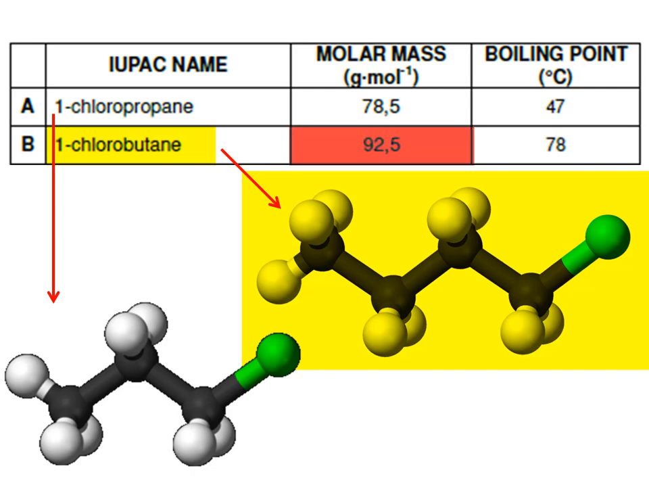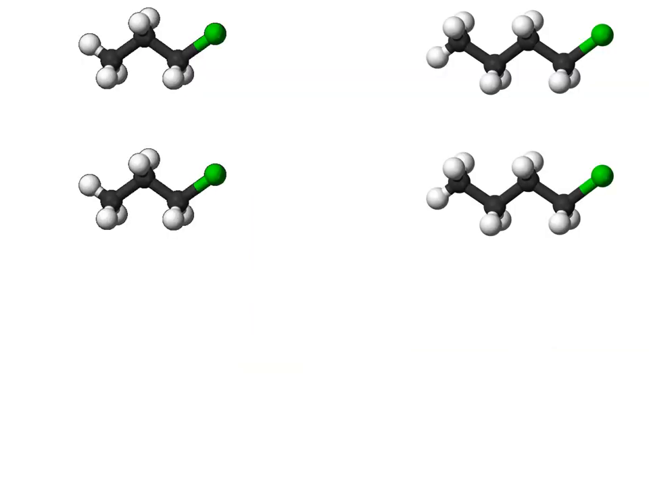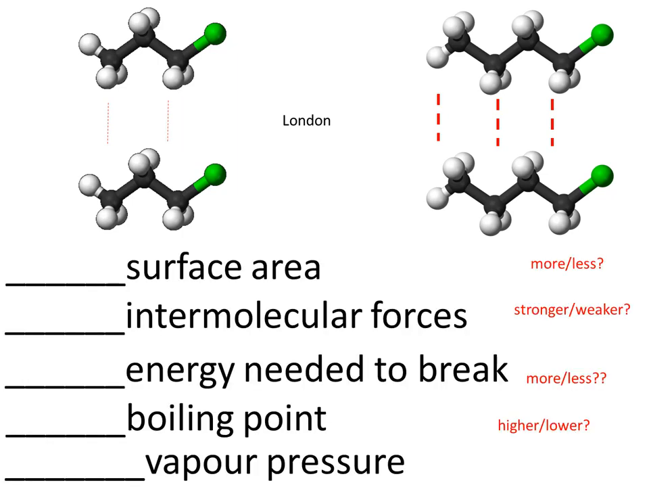1-chlorobutane has a higher molar mass than 1-chloropropane, which makes sense since 1-chlorobutane has a longer carbon chain. Explain why the longer 1-chlorobutane has a higher boiling point. Although there are various kinds of intermolecular forces which exist between these molecules, it's the London forces which are responsible for this trend. Explain the difference between these two molecules by writing the relevant word in red on each line to refer to the shorter 1-chloropropane compared to the longer 1-chlorobutane.